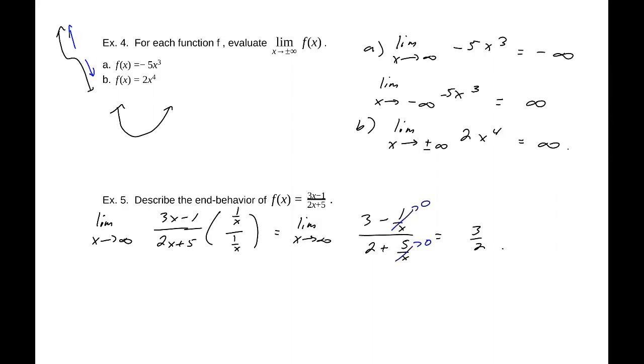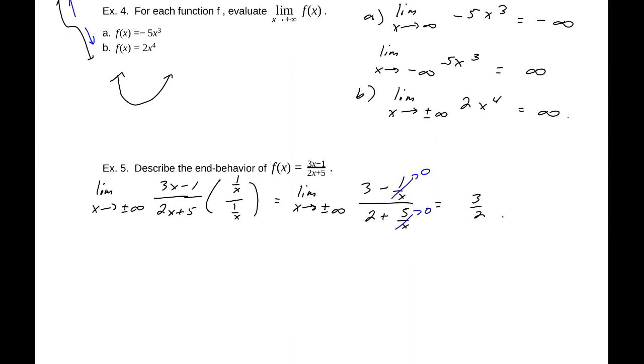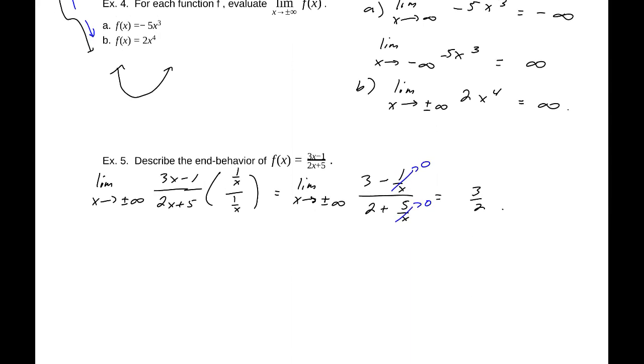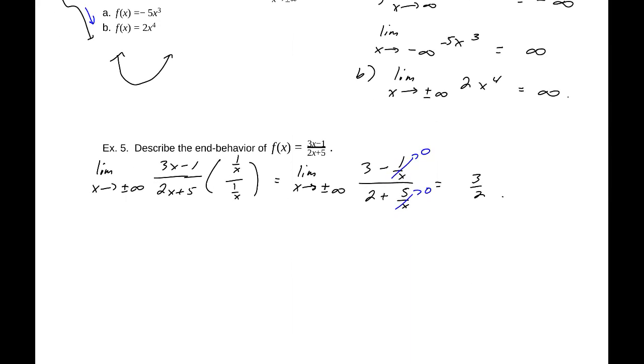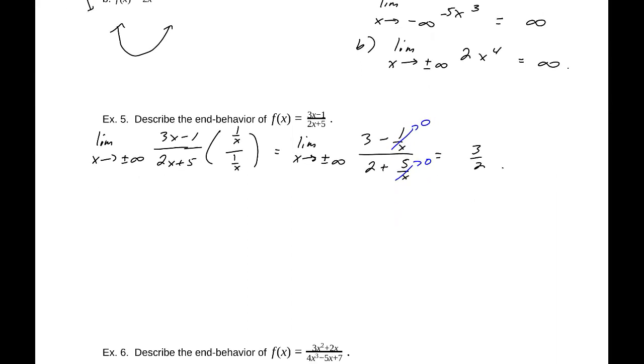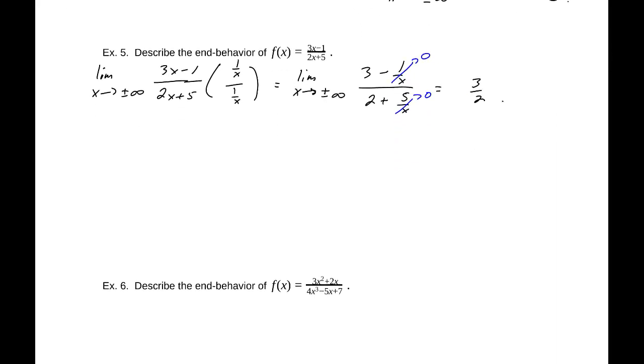Now, you might notice those two terms would go to 0 regardless of whether x is positive or negative. So we might go ahead and just say that is for positive and negative infinity. All right, and that will work a lot of times. So we've just found both limits. At both ends of this function, it approaches 3 over 2.